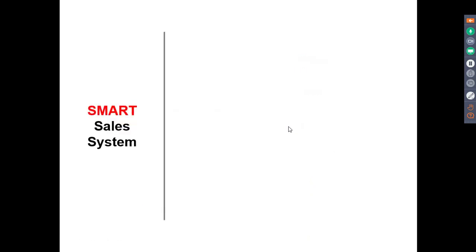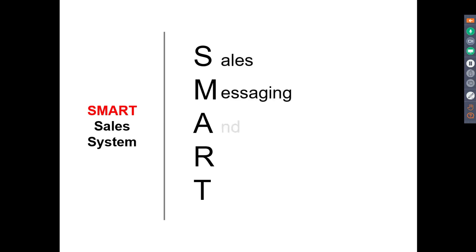If you want more help from us, what we have to offer you is what we call the SMART sales system. And everything you're seeing here today is part of the SMART sales system. So SMART stands for sales messaging and response tactics. So sales messaging, our system will help you with building out what to say.